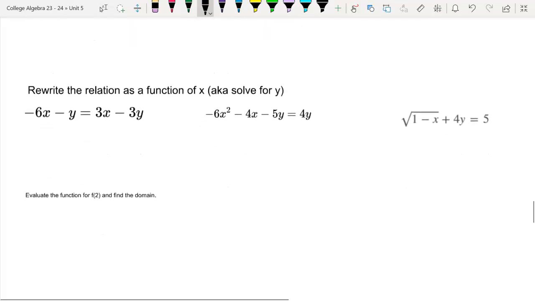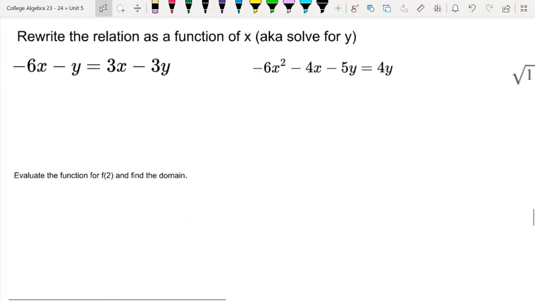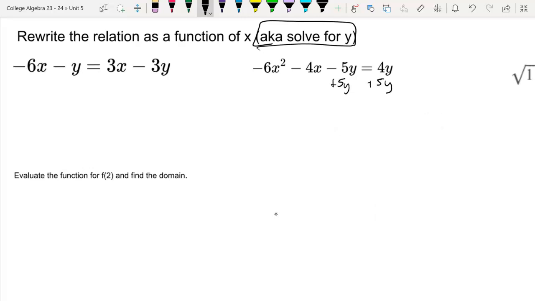unless it has an x out there. And the last thing you're going to see today is rewriting a relation as a function of x. It's really just a fancy way of saying, hey, solve this for y. So you just move stuff around and you solve for y. So like on this one right here, you could add 5y over and divide by 9. So when you type it in, that would be your answer.